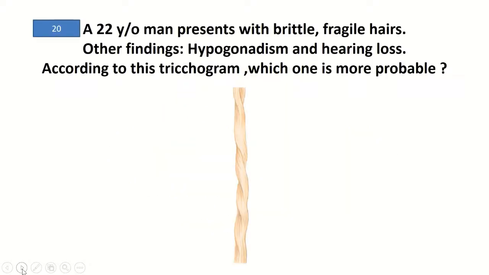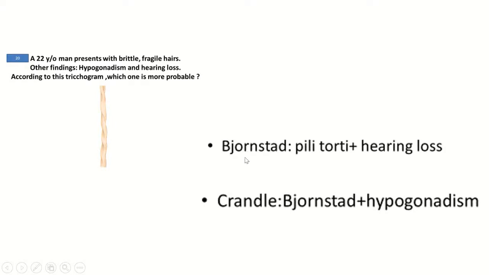Question 20. A 22-year-old man presents with brittle fragile hairs, other findings, hypogonadism, and hearing loss. According to this trichogram, which one is more probable? The trichoscopy figure here demonstrates a shaft twisting on its own axis, that is equivalent to pili torti. Pili torti is classically associated with ectodermal abnormalities such as keratosis pilaris, dental and nail dystrophies, and aggregate pili torti and hearing loss is the syndrome of Bjornstad. Bjornstad syndrome is pili torti and hearing loss. When hypogonadism is also present, Crandall syndrome is proposed. Bjornstad, pili torti and hearing loss; Crandall, Bjornstad and hypogonadism.